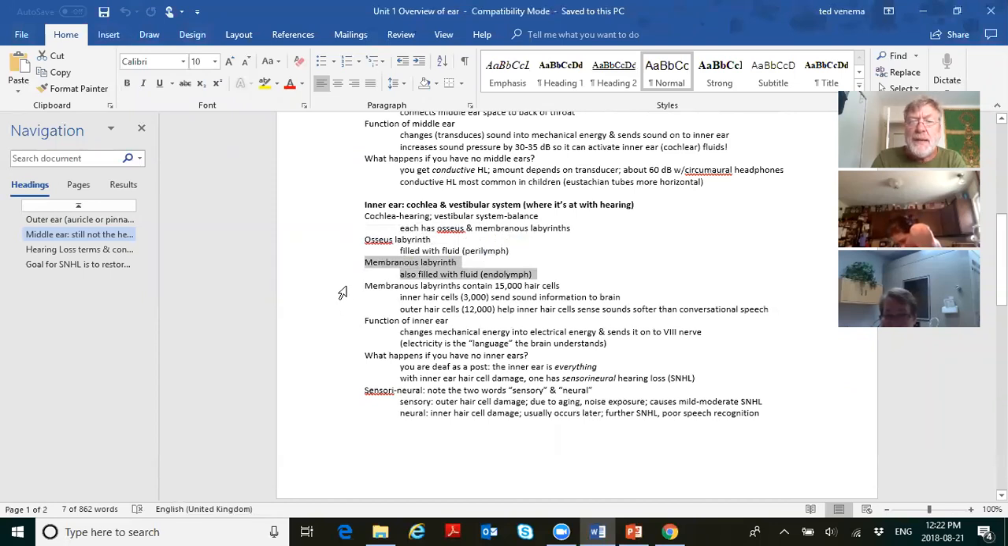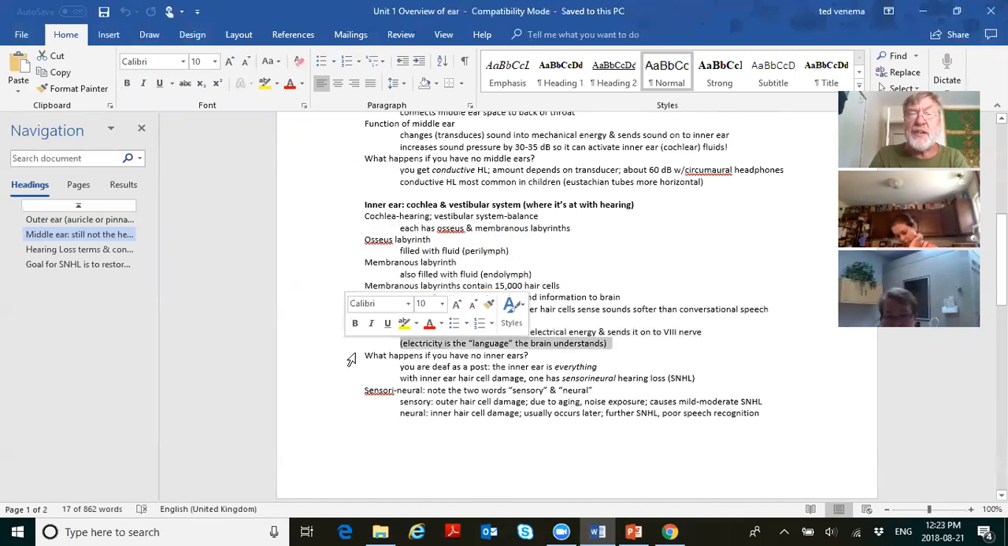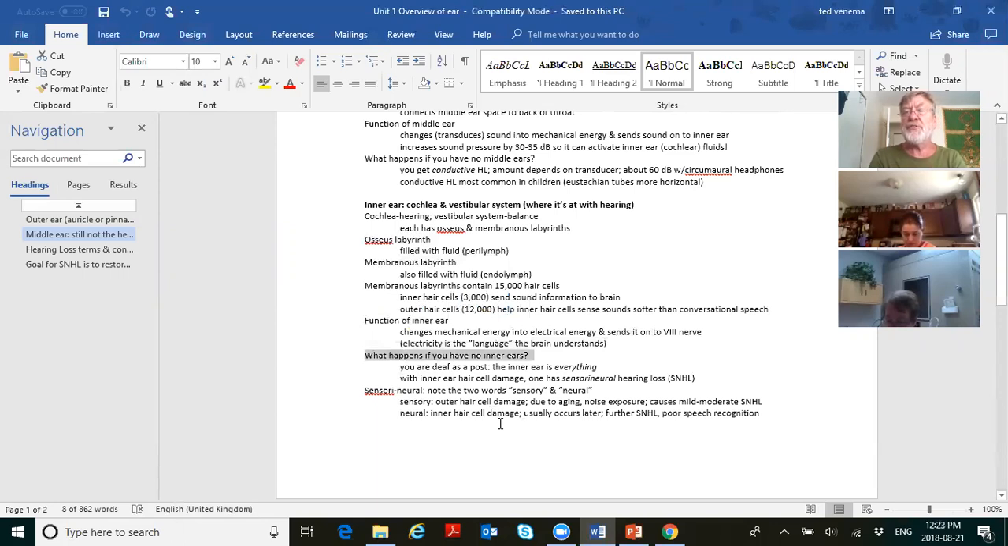Okay, but these labyrinths contain thousands of hair cells. Some are inner hair cells, some are outer hair cells. See that? The function of the inner ear changes or transduces mechanical energy from the middle ear into electrical energy and sends it on up to the 8th nerve. Remember, electricity is the language the brain understands. I've grayed this out here. Okay? What happens if you've got no inner ears? You're deaf as a post. You got nada, brother. Okay?